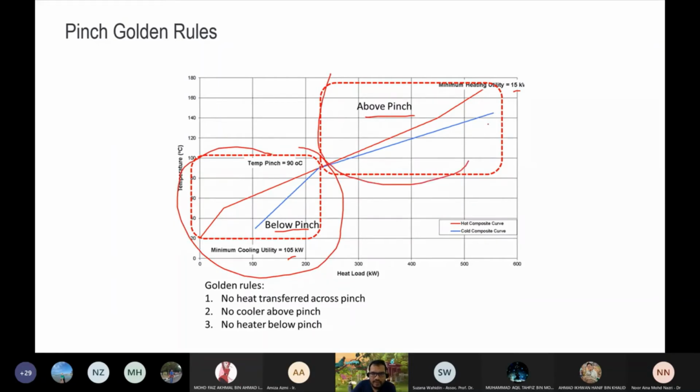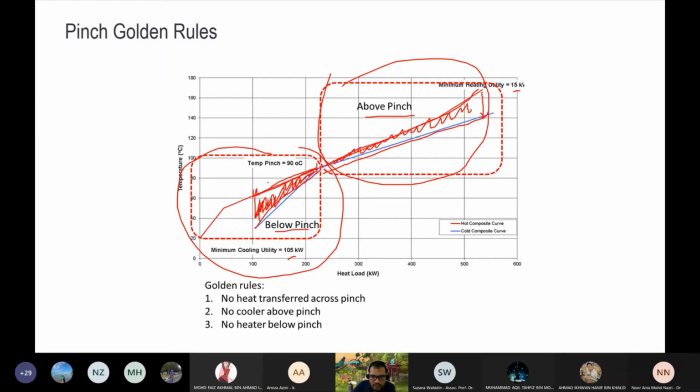Okay, so the heat recovery in below pinch stays below pinch. So this part stays where it is. We can only use this energy to heat this stream. No other stream. And the same goes with this one. This energy will be used as much as possible to heat this stream from here. So all of this needs to be maximized.